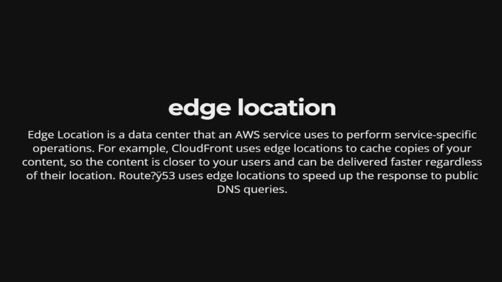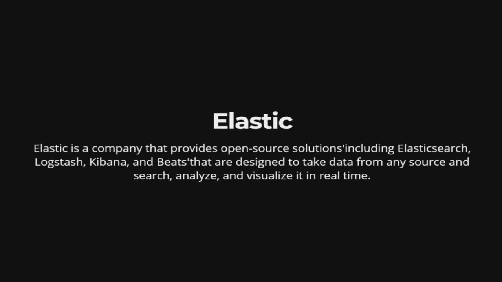Edge location. Edge location is a data center that an AWS service uses to perform service-specific operations. For example, CloudFront uses edge locations to cache copies of your content, so the content is closer to your users and can be delivered faster regardless of their location. Route 53 uses edge locations to speed up the response to public DNS queries. Elastic. Elastic is a company that provides open-source solutions including Elasticsearch, Logstash, Kibana, and Beats that are designed to take data from any source and search, analyze, and visualize it in real time.